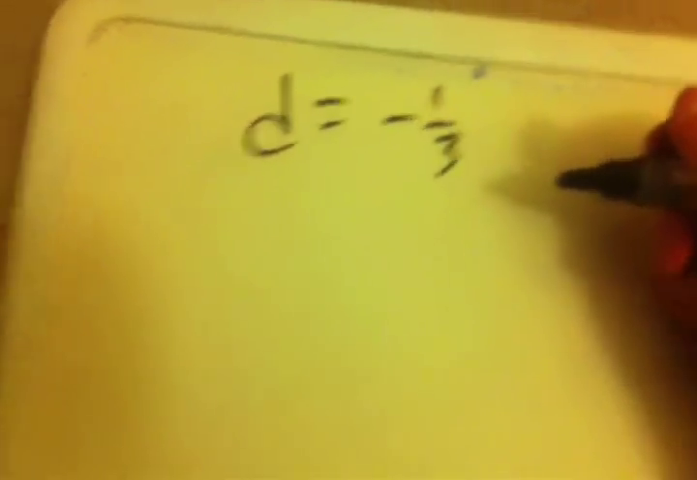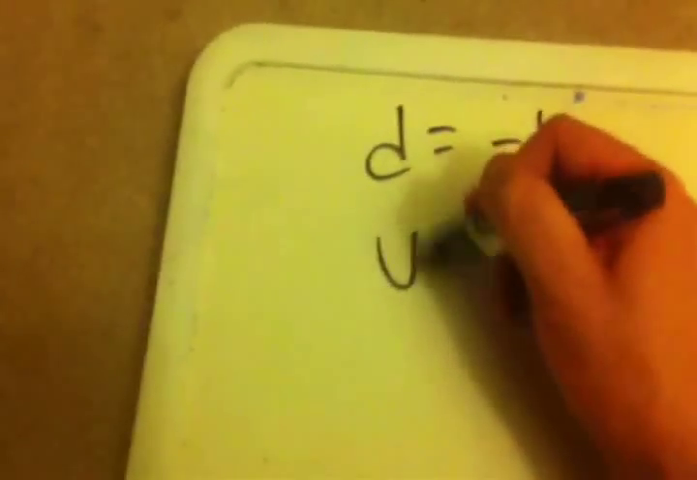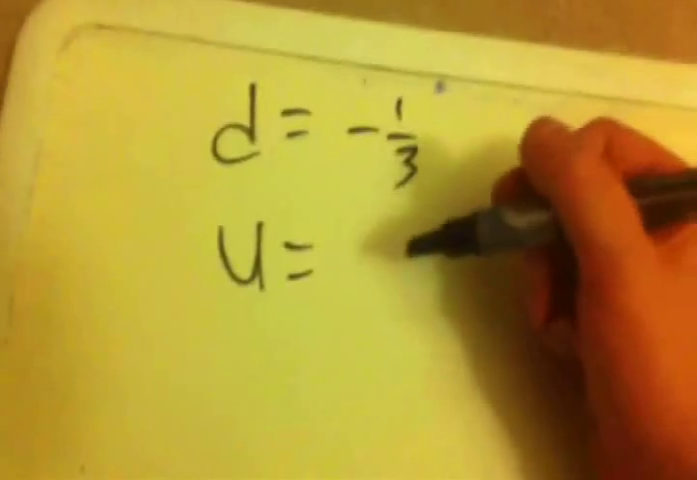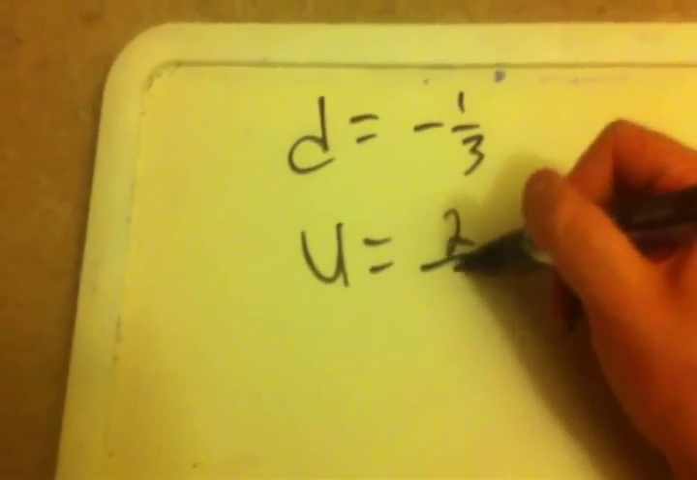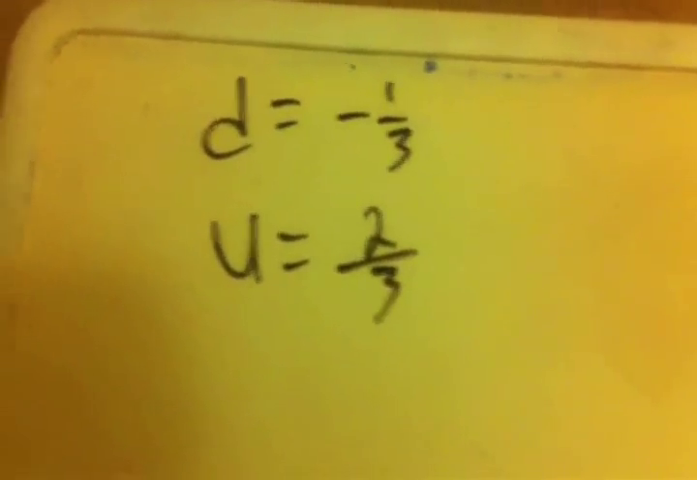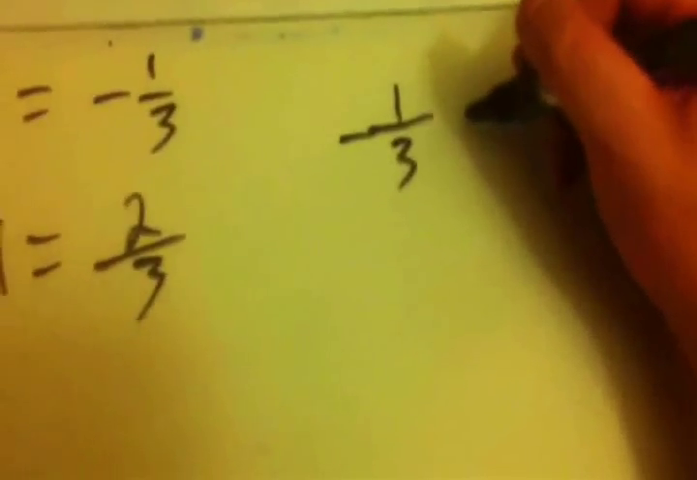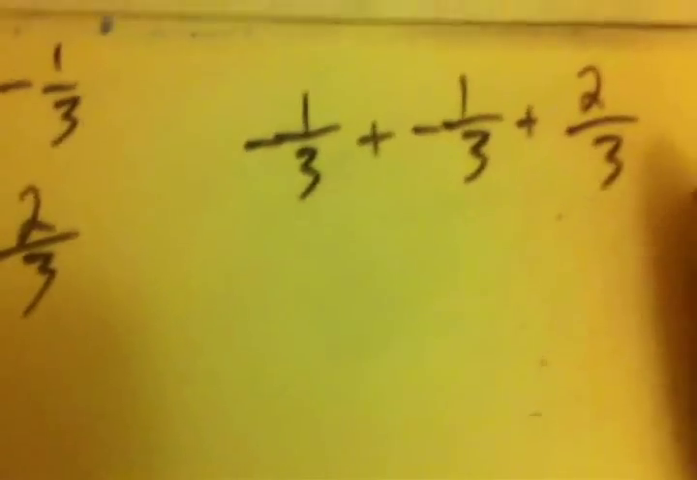Down quarks have an electrical charge of negative one-third. You're like, wait a minute, a negative electrical charge? Just trust me, it's crazy, it's insane, it's quantum-looking, and it's true. Up quarks have a positive electrical charge of 2/3. So let's take the neutron. The neutron is 2 downs, it's a negative third, plus a negative third, and an up, plus a positive 2/3.